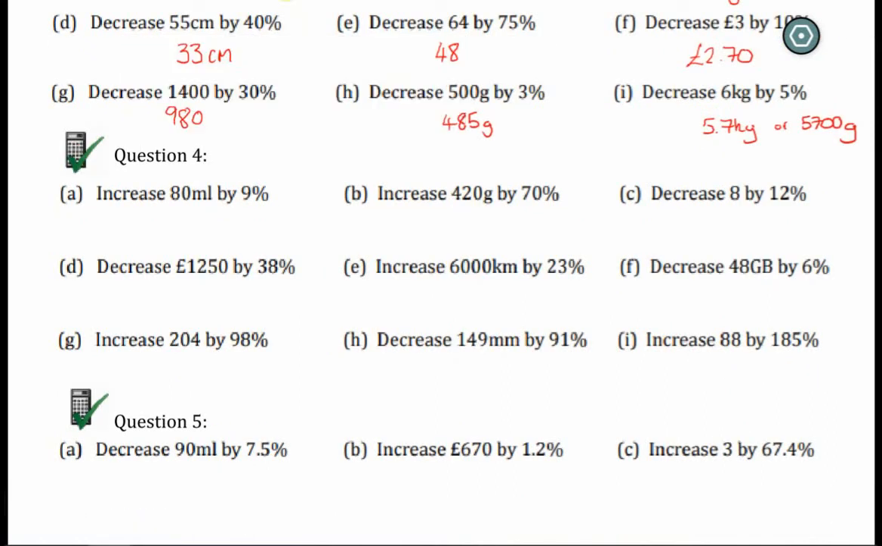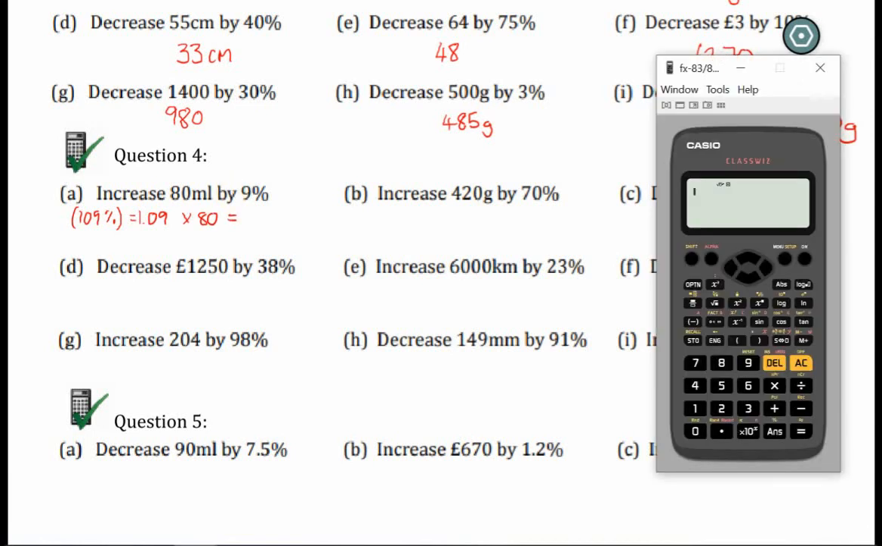Okay, on question 4 we're going to go back to using that calculator multiplier method. So if I want to increase 80 millilitres by 9%, if I add 9% to 100%, that would give me 109% I'm trying to find. And that as a decimal is 1.09. That's my multiplier. And I'm ready to times it by 80 to increase 80 by 9%. So 1.09 times 80, that gives me 87.2.